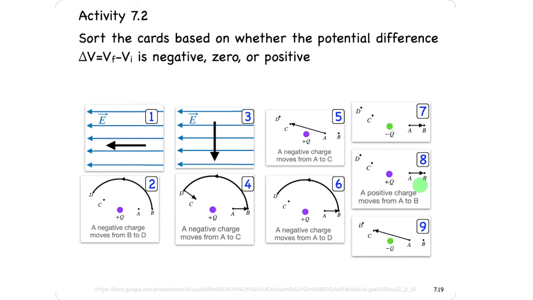Okay, 8. 8 is negative, yes. And 9 is 0 for the same reason that 5 was. We're not getting any closer or further away from our negative charge.